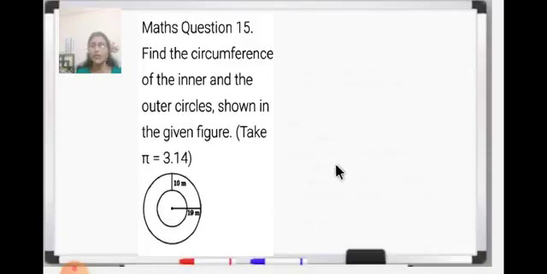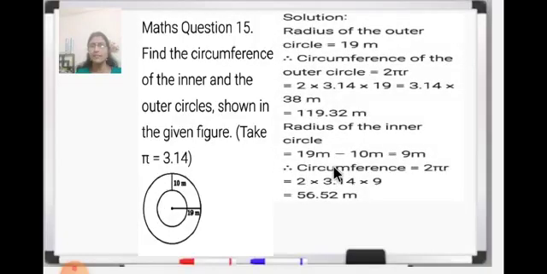So you know the formula for the circumference of circle, which is 2 pi r. So in this case we are going to use this formula, which is 2 pi r. First we'll write what is given in the question. So first what is given, radius of the outer circle. Outer circle is how much? 19 meters. So you can see here it is given as 19 meters.